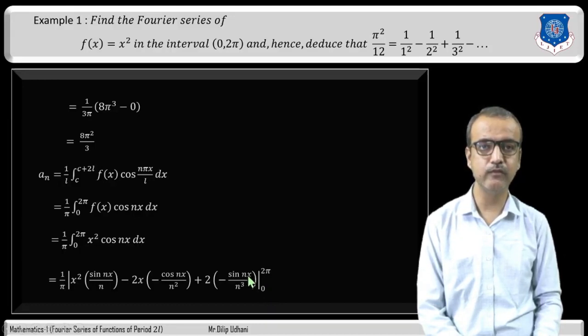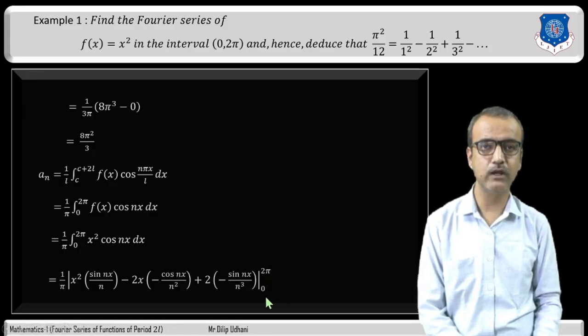Now if you will put down upper limit 2 pi first, so here you will get sin 2n pi, and the value of sin 2n pi is 0. Then after, if you put down the value of 2 pi over here, so it will become cos 2n pi, and the value of cos 2n pi is 1. And for this term sin 2n pi, so it will become 0. So the first term and the last term will become 0 for the upper limit 2 pi.